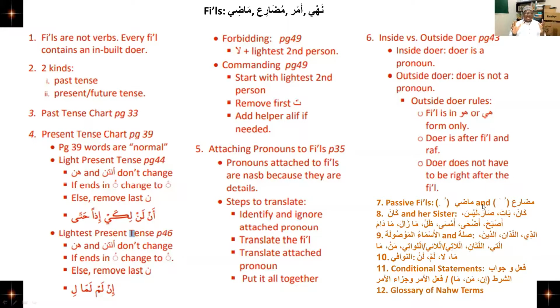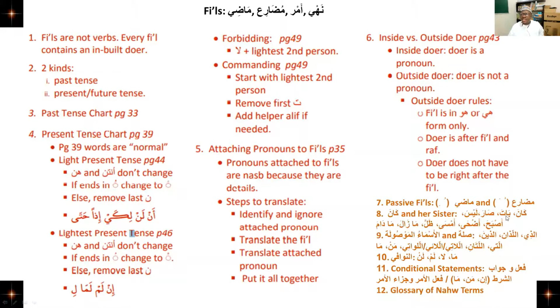Active and passive is a concept you can learn more about when you go into the advanced level, where you will be able to differentiate between a fi'l that has a fa'il and a fi'l that has a naibul fa'il. Active fi'ls will have a fa'il, but passive fi'ls will have a naibul fa'il. The naibul fa'il is what was maf'ul bihi in the normal active fi'ls. So that is how the concept is, and I'm sure you'll get it clearer when you read your books.